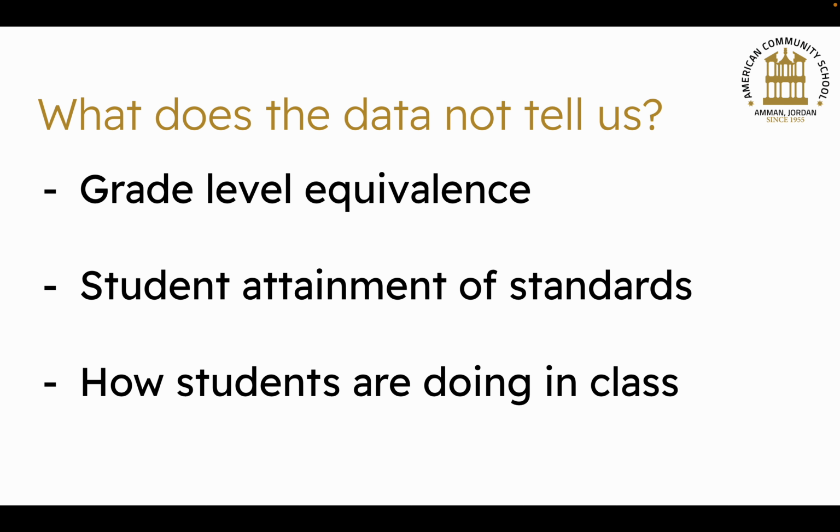So I've talked a little bit about what the data tells us and how we use it, but there are some things that the data that we get from MAP cannot tell us. And the first thing it cannot tell us is a grade level equivalence for any one student. With some standardized assessments, you'll get in the reports, you'll see that it says that your child's working at 6th grade 4th month level, for example. And the MAP assessment does not tell us where a child is working within grade level curriculum.